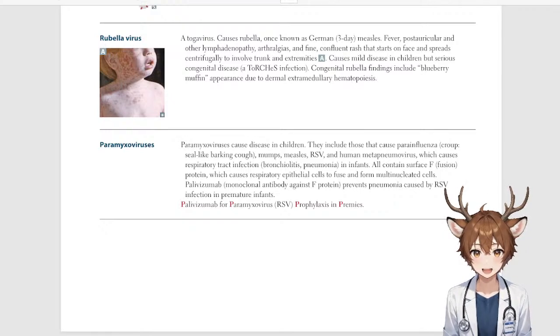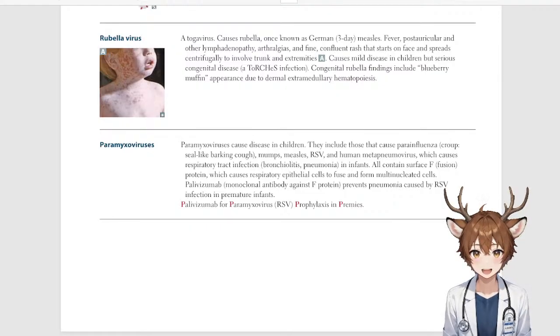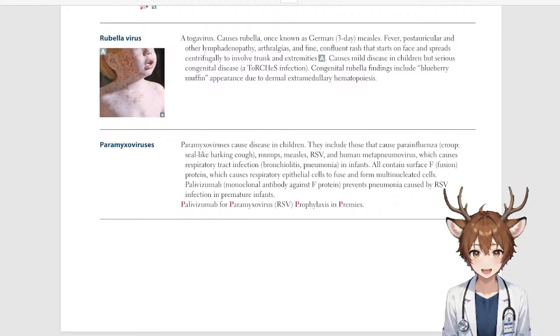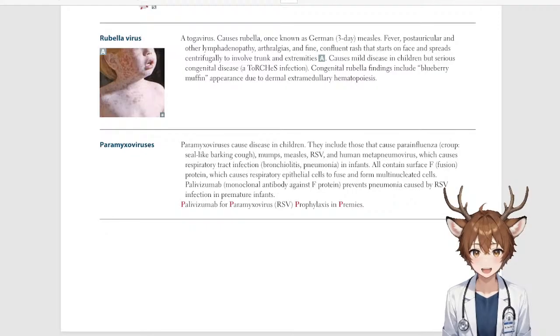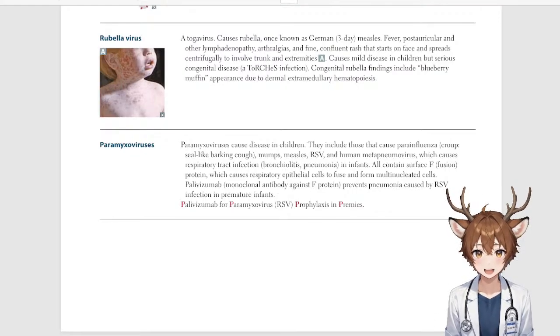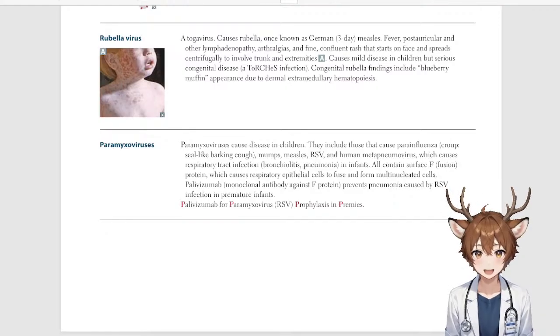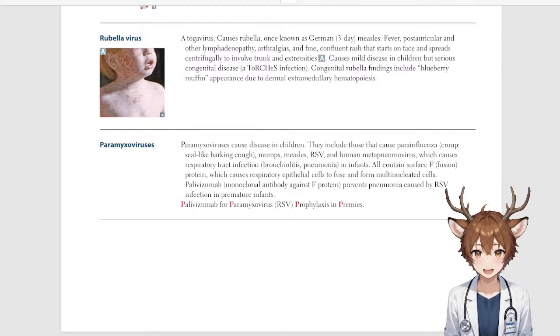What about paramyxovirus? Paramyxovirus causes disease in children. They include those that cause parainfluenza, croup, mumps, measles, RSV, and human metapneumovirus. All subtypes can cause respiratory tract infections, bronchiolitis, and pneumonia in infants. All contain surface F fusion protein, which causes respiratory epithelial cells to fuse and form multinucleated cells. Palivizumab, a monoclonal antibody against F protein, prevents pneumonia caused by RSV infection in premature infants. Palivizumab for paramyxovirus, RSV prophylaxis in preemies.